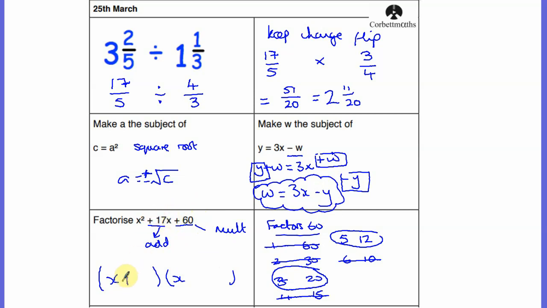So I know these both need to be positive, because that's the only way we're going to add them to make a positive 17 and multiply them to make a positive 60. Looking back at my numbers, if I had 3 plus 20 in my brackets, that would be 23, so that isn't going to work. If I do 5 plus 12, that's going to give me 17. So I know in my brackets I want x plus 5 and x plus 12. You can have them the other way around as well, so x plus 12, x plus 5.